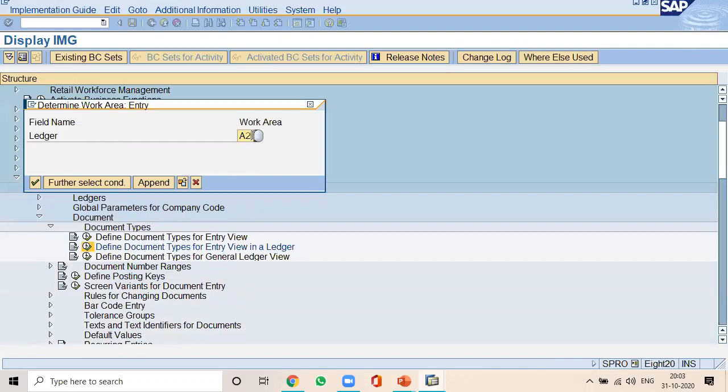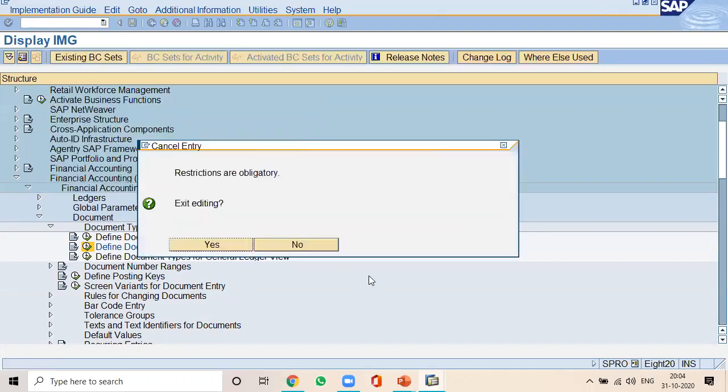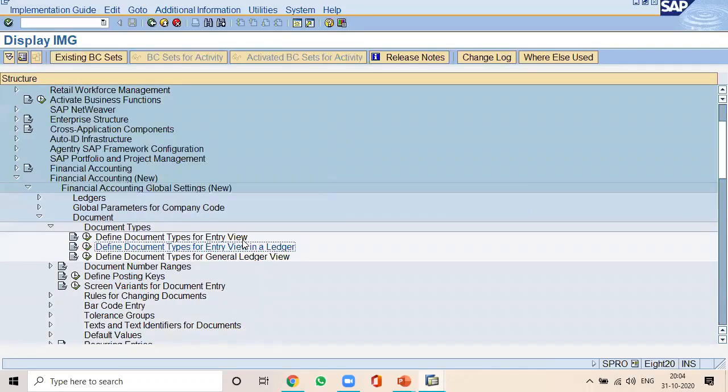So here you give the ledger and you define the document types with the numbers. For those, you assign the number ranges. That means in every ledger, the system posts a physical document. Suppose you have 3 ledgers assigned to your company code and you are posting 1,000 transactions. Then the system will post 3,000 physical documents.